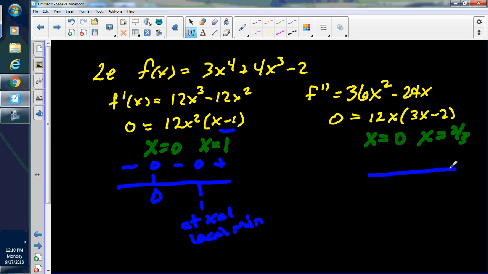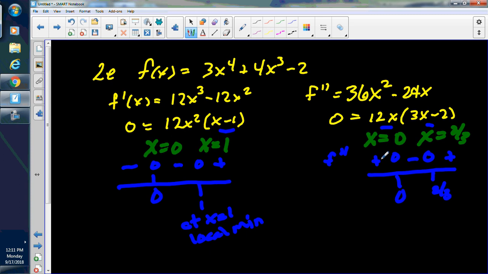Over on our second derivative, at 0, our second derivative is equal to 0. And at 2/3, our second derivative is equal to 0. A number bigger than 2/3, like 1, would make 12 times 1, which would be positive. A number between 0 and 2/3, like a half, would be 1½ minus 2, which is negative, times 6. So a negative times a positive is a negative. And a number smaller than 0, like negative 2, would make negative times negative, and that would be a positive.